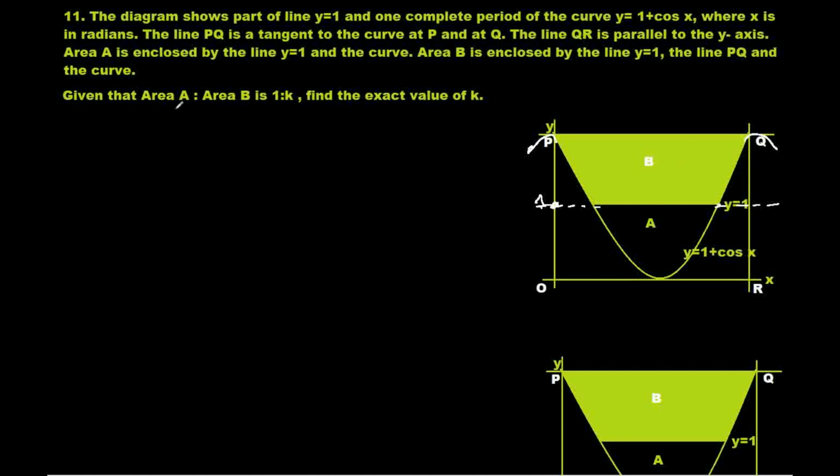Given that the area A ratio area B is 1 ratio K, that means area B is K times area A. That's what it means, right? And we can see B looks bigger. That means K's value should be more than 1. Find the exact value of K. That's what we need to do.